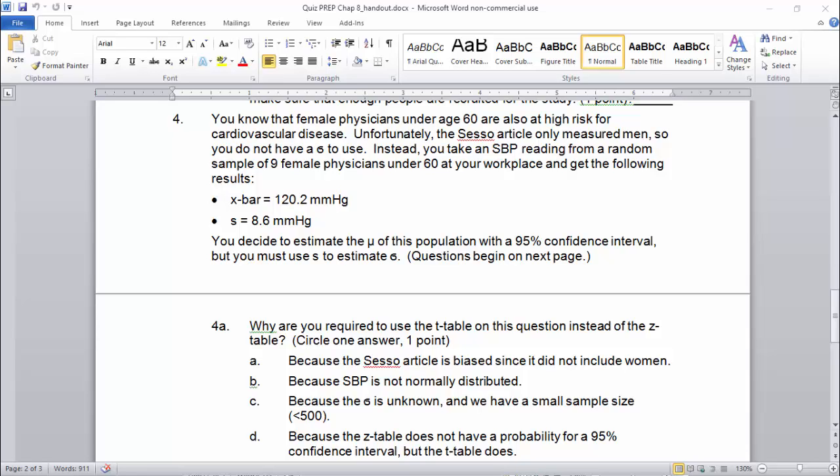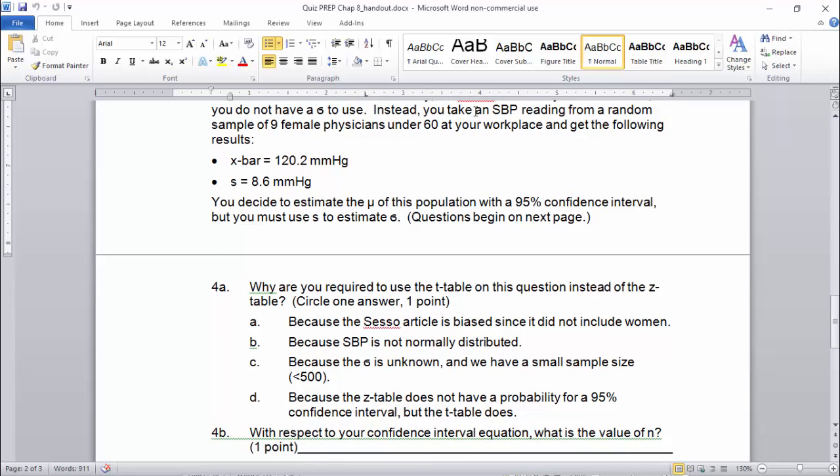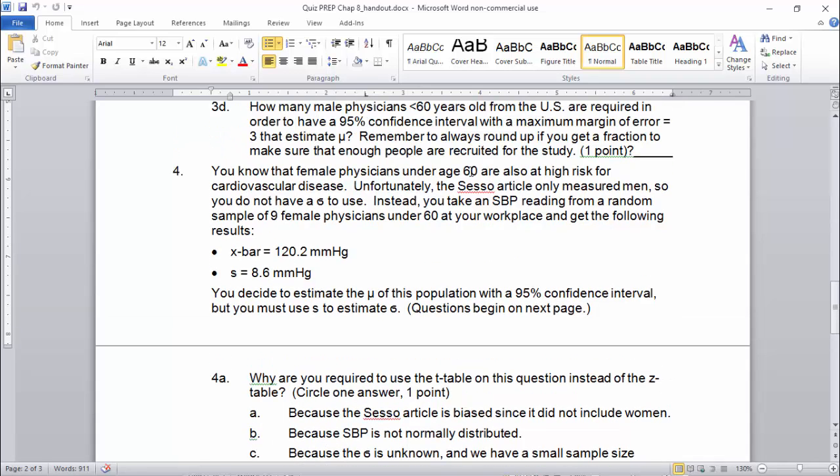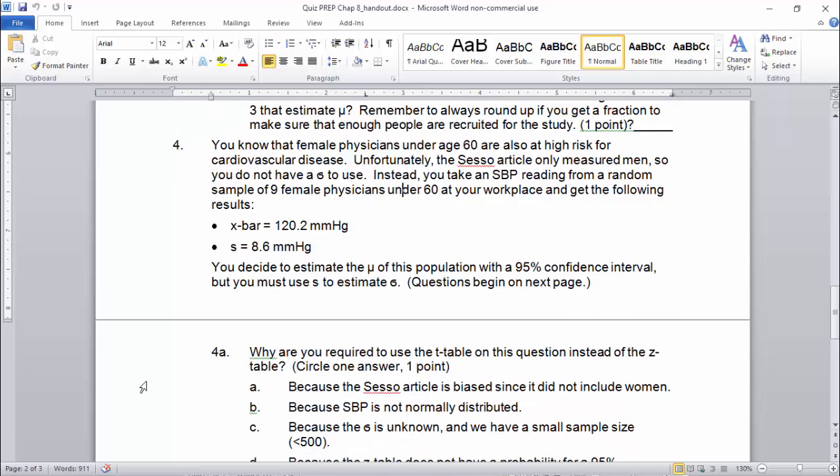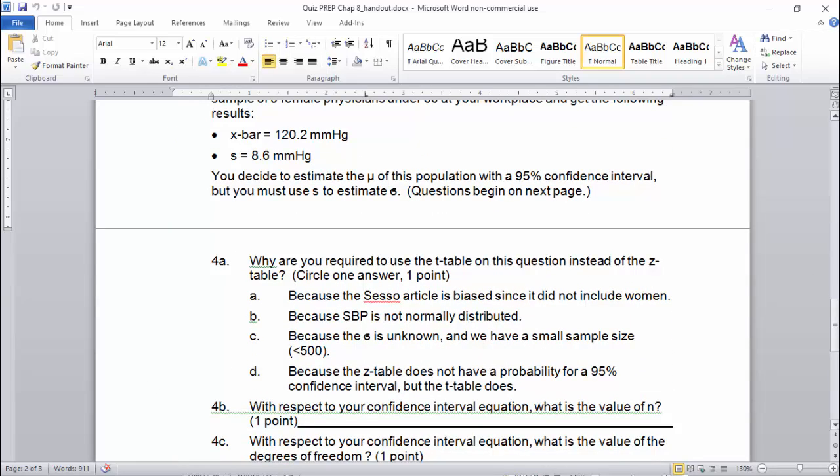So I don't make you go through making an X bar, I give you your X bar, which is a little bit better. It's 120.2. And then I give you your own standard deviation that was made out of these 9 ladies. So you're like, cool, I'm good with confidence intervals, I'm good with margins of error, I can handle this. So you decide to estimate mu of this population. That's what you're doing when you're making a confidence interval: you're making this range where you think mu is. Estimate mu of this population with a 95% confidence interval, but you have to use S. You can't use that population standard deviation.